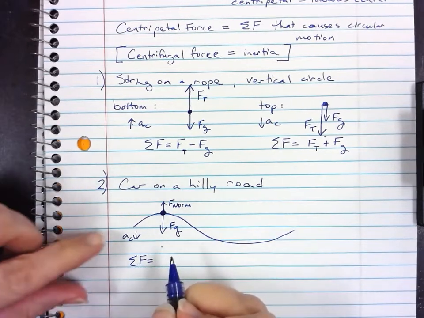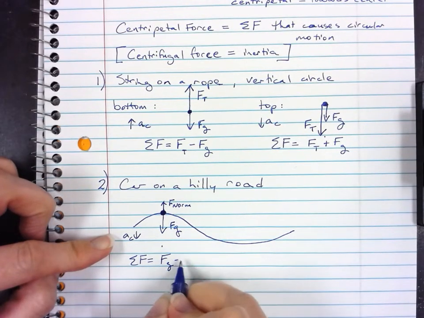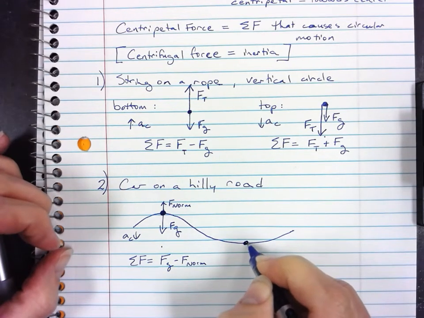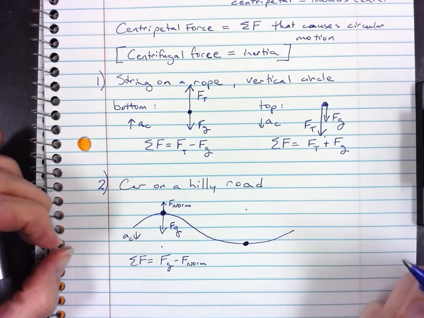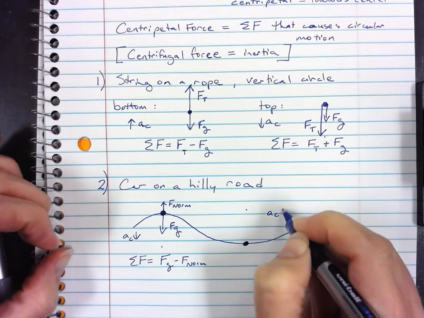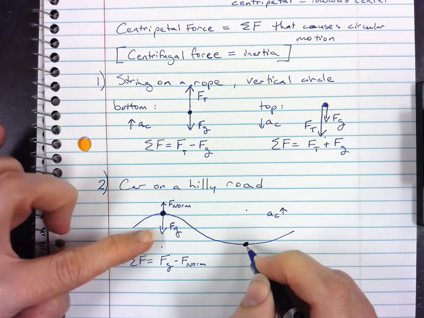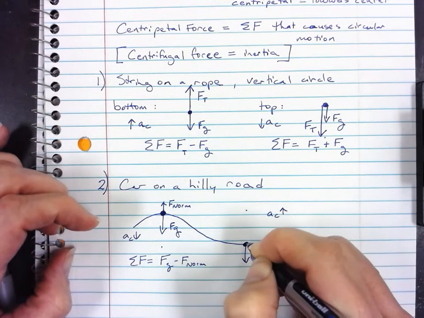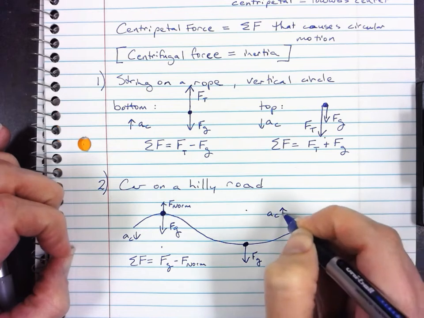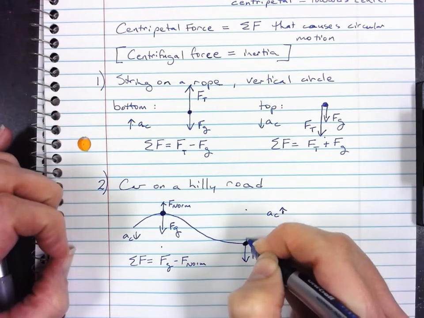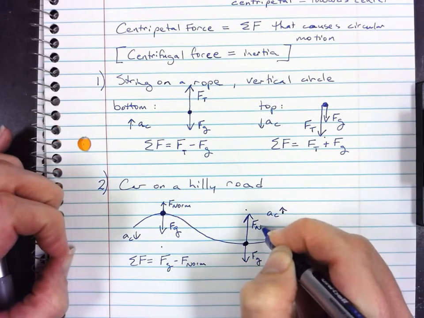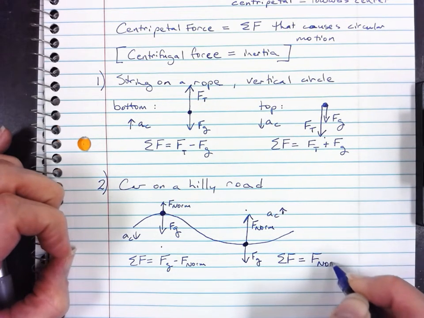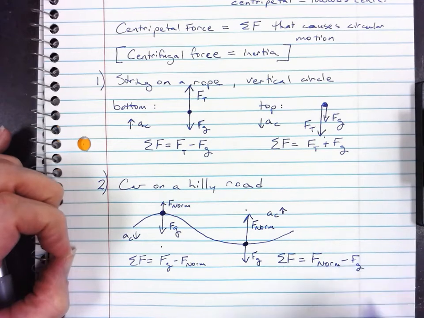Net force, because we need a net force downward, is force of gravity minus normal force. When we get to the bottom here, now the top of the circle is up here. Our centripetal acceleration is upward. So same amount of gravity, but now we need normal force to be greater than gravity to give us a net force and to produce that acceleration. So this net force is normal minus Fg.